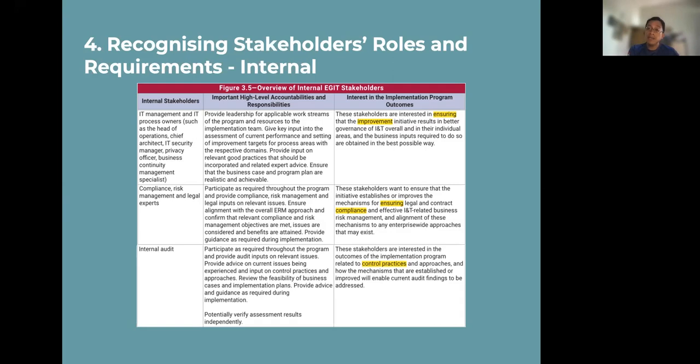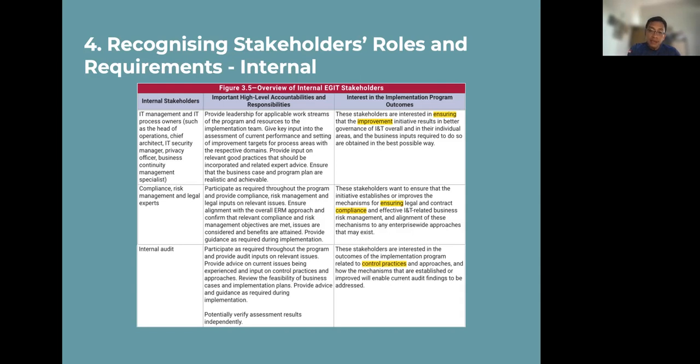They need to be independent, they need to maintain their independence, and they will avoid conflict of interest, so they can give the right recommendation for the business and IT and also for the leaders.